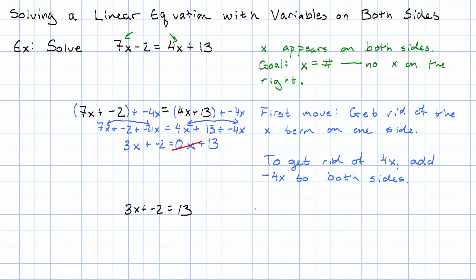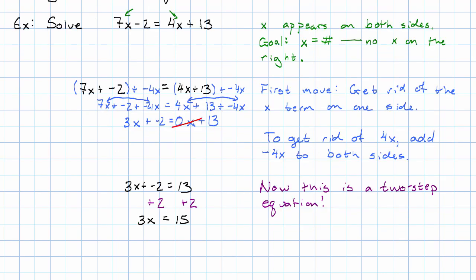Notice what we've done. This is now a two-step equation, which we'll solve like we would any other two-step equation. We'll get rid of the constant by adding 2 to both sides, and then we'll get rid of the coefficient by dividing both sides by 3. And we get the solution x equals 5.